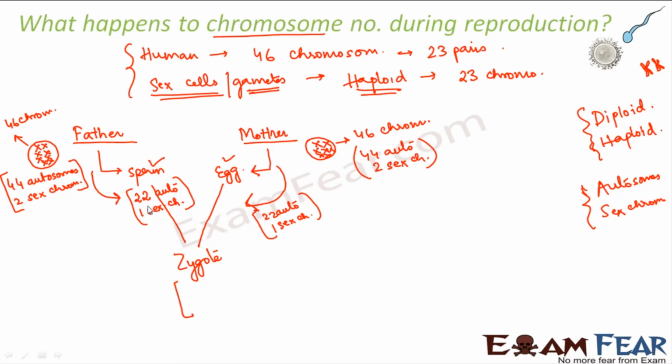So, 22 autosomes of sperm combined with 22 autosomes of egg. So, 44 autosomes again, and one sex chromosome of sperm will combine with one sex chromosome of egg. So, two sex chromosomes again. So, a total of 46 chromosomes, right? So that is how now this zygote will then grow and develop and become a new individual. So that is how every individual gets 46 chromosomes from their parents during sexual reproduction, right?